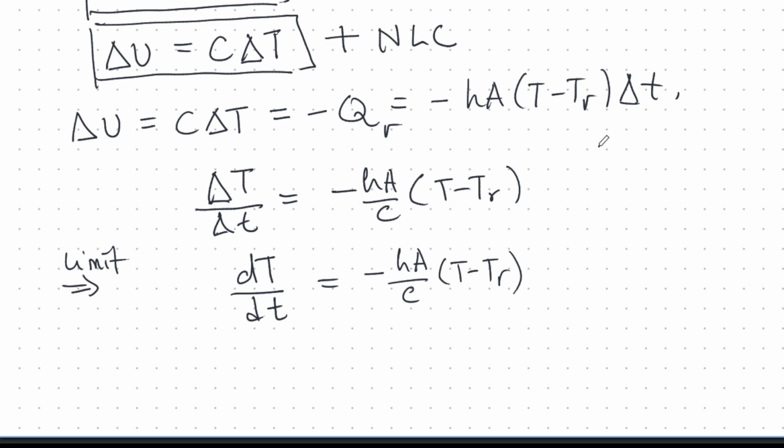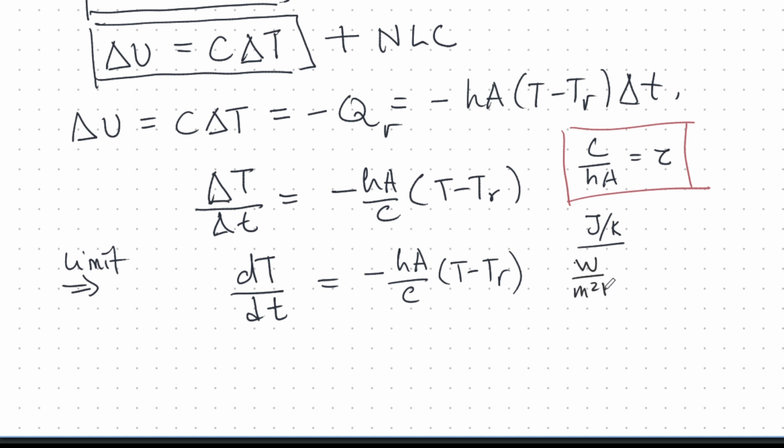Now I'm going to do something here. I'm going to define this C over hA, and we'll call this tau. Now, why am I calling this tau? Well, it turns out that this has dimensions of time. So let's try this. Heat capacity is joules per Kelvin, and h, well, we had h from before, watts per meter squared Kelvin, and area is meters squared. So we end up getting joules per watt, and that's seconds, and that's time. So this has dimension of time.